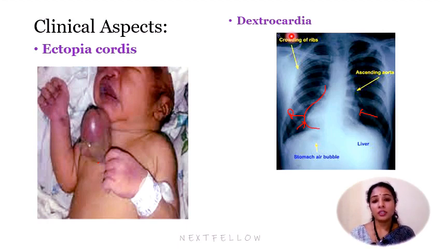Dextrocardia may be associated with situs inversus, which occurs in the abdomen, where all major visceral organs are reversed or mirrored from their normal positions. The normal arrangement of internal organs is known as situs solitus. Please note down, the normal position of the internal organs is called situs solitus, and the reverse of all this is called situs inversus.